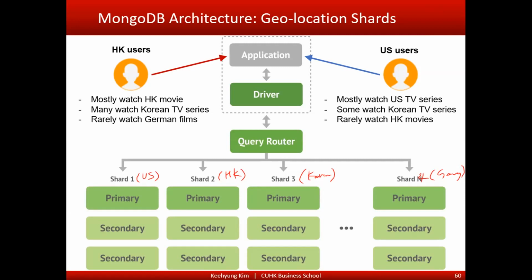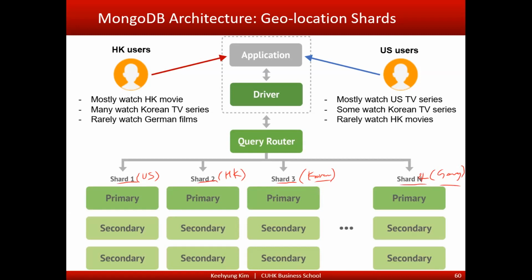So in the case of Netflix, if we think about Netflix, they can utilize this kind of framework. Shard 1 is for the US movies for US users. Shard 2 is for Hong Kong movies for Hong Kong users. Shard 3 will be for Korean users. Shard 4 will be for users in Germany or Europe, something like that.